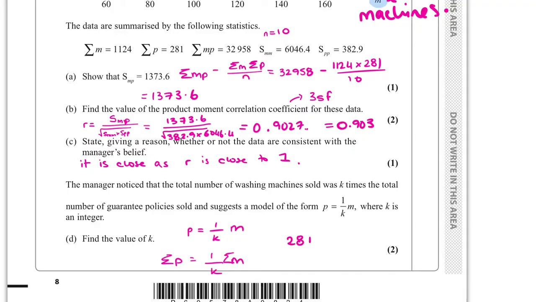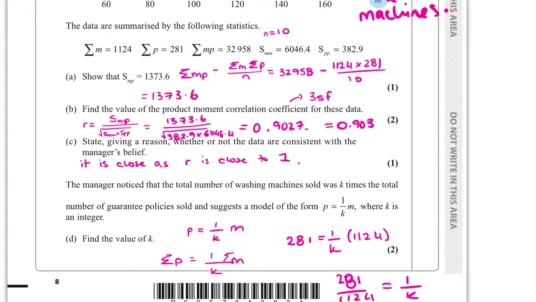281 equals 1 over K lots of 1,124. So I could... 1 over 281. No. 2K and 281 also. Oh, yeah, sorry. So, yeah, I wasn't doing that in my head. I was doing 281 over 1124 equals 1 over K. I'm hoping K's a whole number.